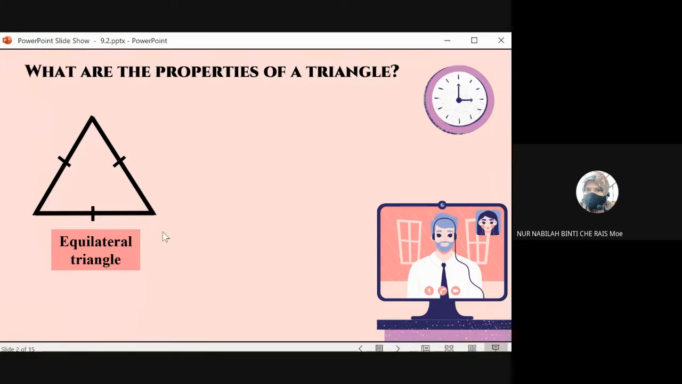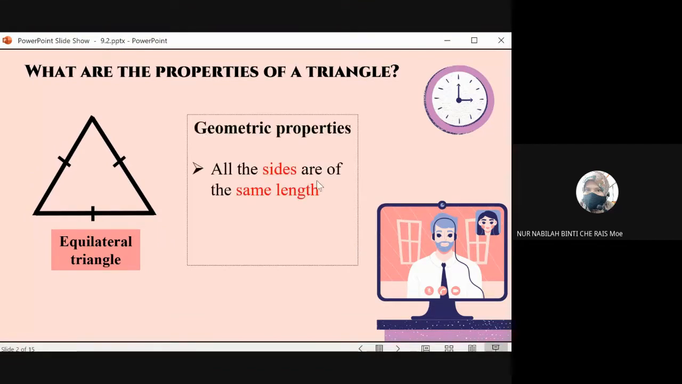So what are the geometric properties of this one? The first one is that all the sides are of the same length. If here is 5 cm, here also 5 cm, here also 5 cm. If here is 10 cm, here 10 cm, here also 10 cm. So all the sides have the same length.